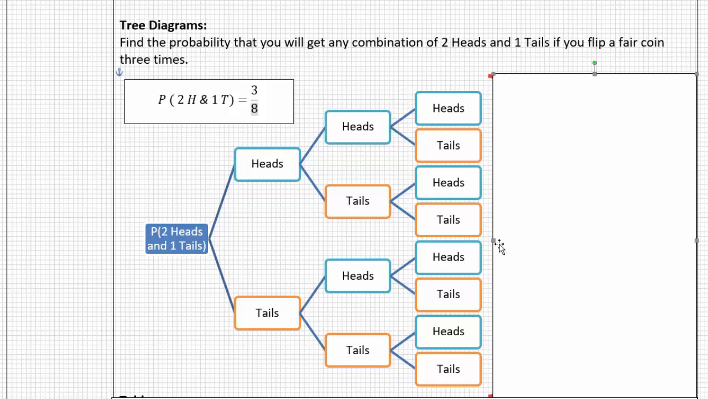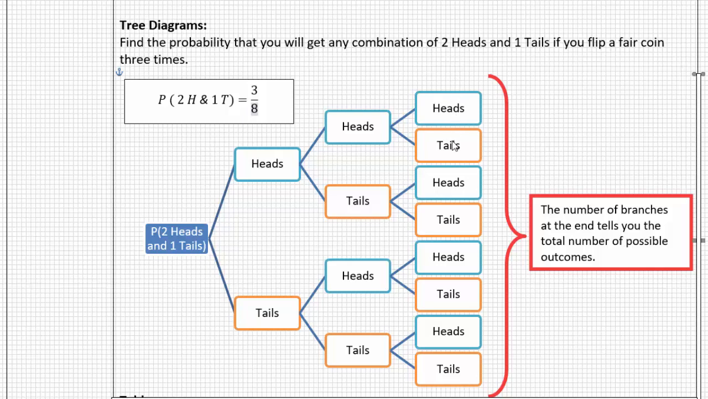A nice shortcut with tree diagrams is that you can also just count up the ends of the branches. 1, 2, 3, 4, 5, 6, 7, 8. Because that always shows you the total possible outcomes in the end result. So if you count that up, that'll always give you your denominator.